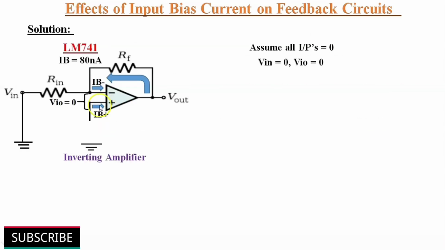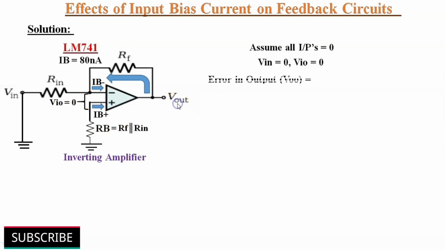So to reduce the error or output offset voltage, we must apply an equal value of IB plus at the non-inverting terminal of this op-amp. The error can be minimized by connecting an offset compensation resistor or biasing resistor RB at the non-inverting terminal. The biasing resistor RB value must be equal to the parallel combination of resistors RF and Rin. If you want to know the derivation of this equation, please check the description of this video.